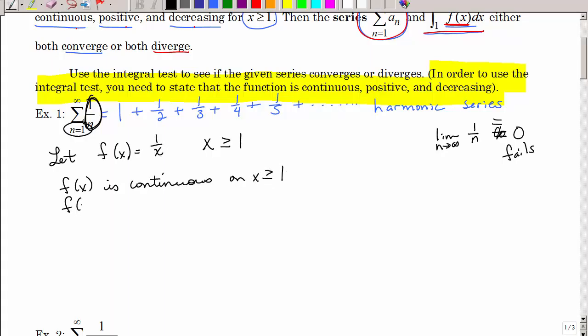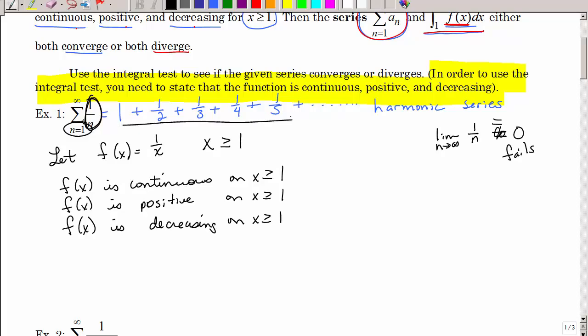We can also say that f of x is positive on the interval greater than or equal to 1. If it was less than 1, then we would have some negative values. But we have to show that it's decreasing. Now you might say, well, it's pretty obvious. It's getting smaller and smaller. So since it's obvious, we're going to state that it's also decreasing on that interval of x greater than or equal to 1. Just for sure, for sure.